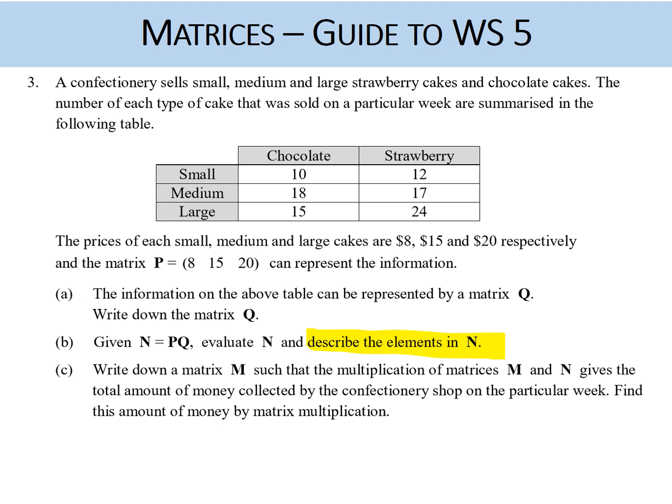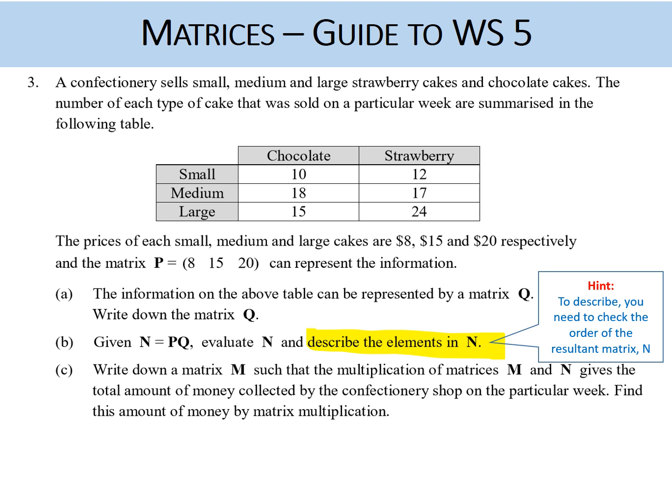Now, one clue that you can take a look is by checking the order of the resultant matrix, and you will notice that somehow there are two columns, first referring to chocolate and then the other one refer to strawberry. So therefore, when you describe, you need to be very careful to mention chocolate and strawberry. Try it out on your own and see what you can get.